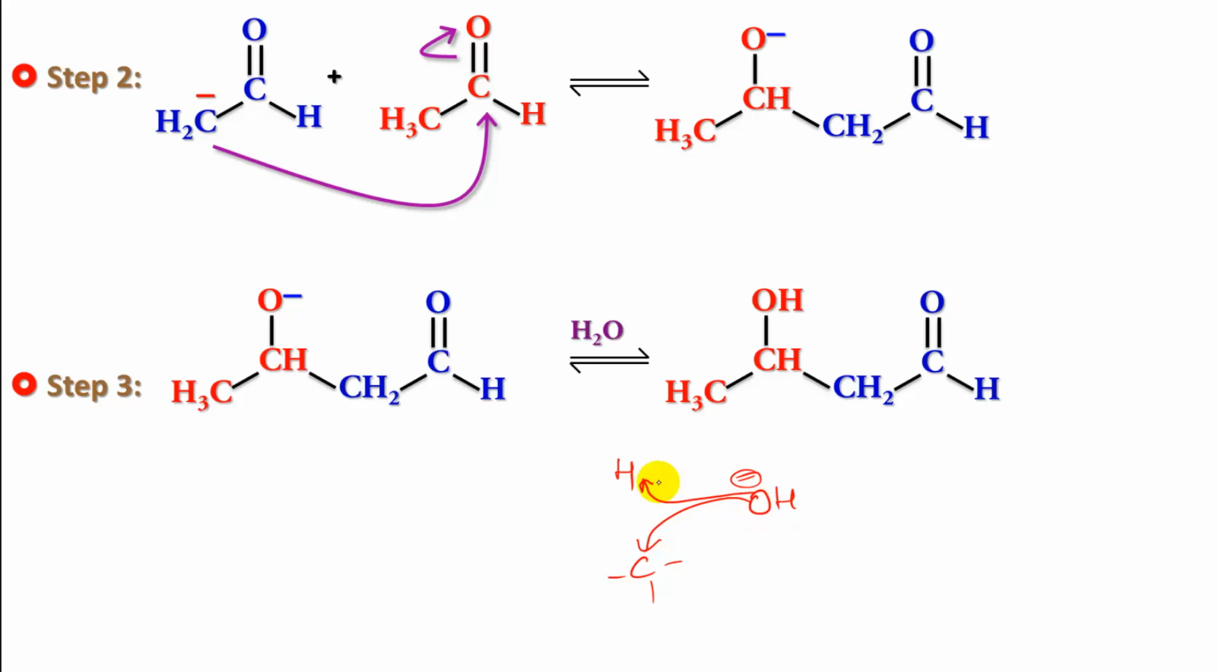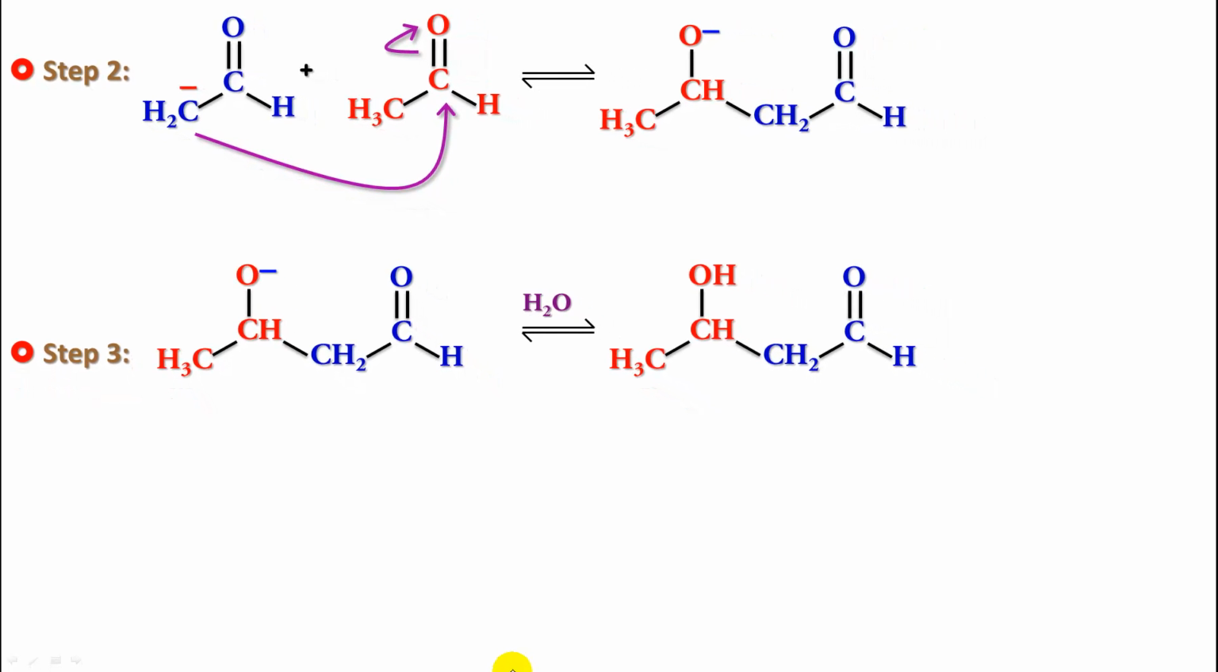So whenever something attacks an acidic H, it's a base. If it attacks any other atom other than H, we call it a nucleophile. Now, for the same reason that it can act as a good base, it can also function as a good nucleophile. So in general, good bases are good nucleophiles too.